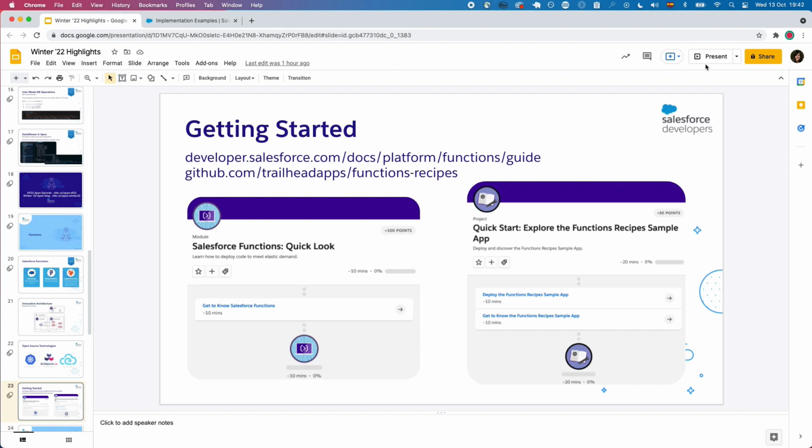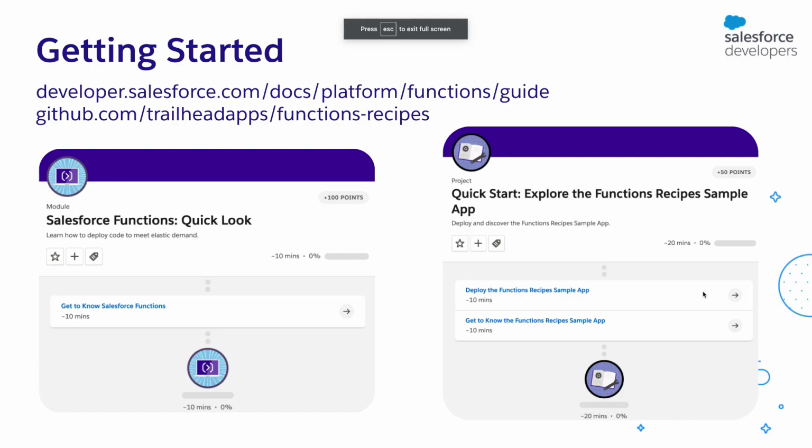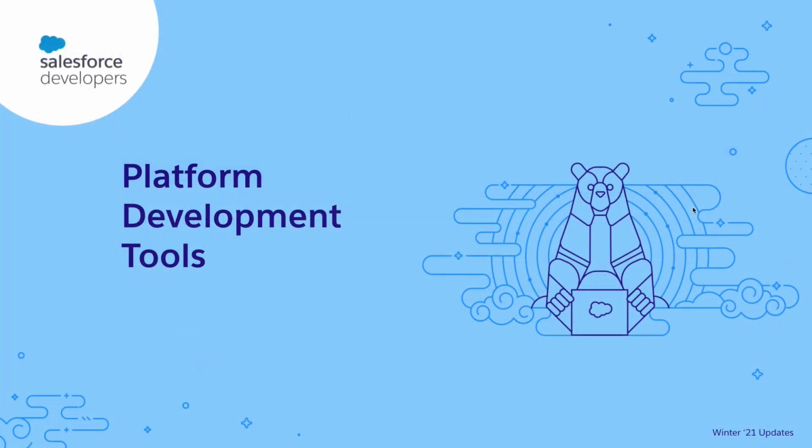Not from my side. Until we get the trial, until we do the hands-on. Okay, so we have released some content to help you get started with functions apart from the guide. You have also function recipes, which is the app that I just showed, and there are two Trailhead badges. One is a quick look at Salesforce Functions, and the other is a quick start for the function recipe sample app. Those were released yesterday as well, so you can take a look there.